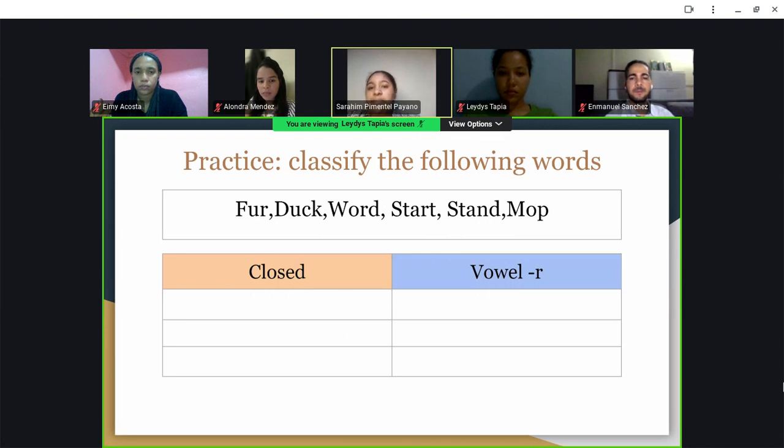Next one. Here we have some words and we need to classify them into closed and vowel R.